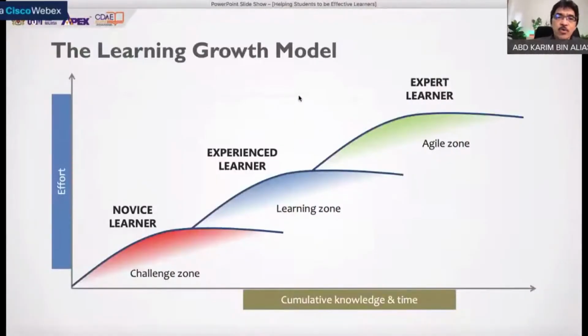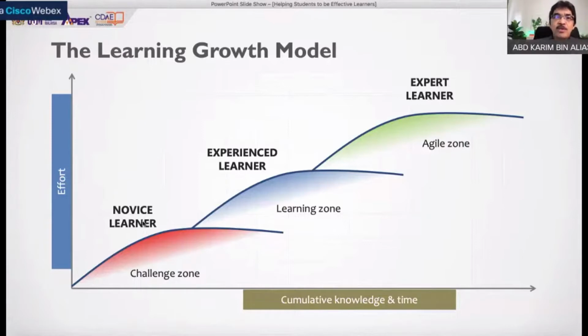And this so-called learning growth model, I think it's a very good diagram for us to really understand how we can take our students from the so-called novice learner to an expert learner. You can see on the Y is effort, on the X is cumulative knowledge and time. So initially, when we have a new group of students taking the course, it's a new course for them. It's a new thing for them to learn. So they are novice learners.